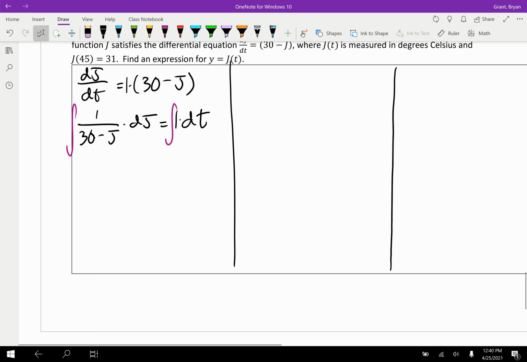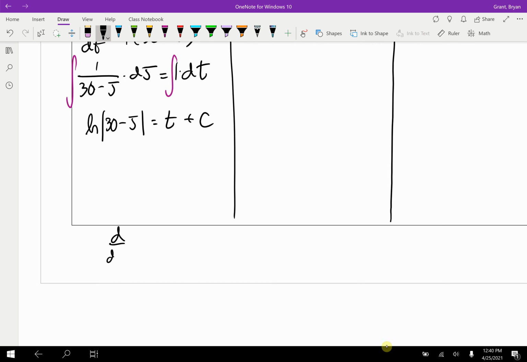Okay. Antiderivative time. The right side isn't bad, it's just t plus c. Derivative of t is 1, c is our constant. The left side, ignoring the 30 minus, is just 1 over j, which should invoke feelings of natural log to you. Natural log, don't forget the absolute value, it is mandatory. And then you might think, well, is that the right antiderivative? So I'm just going to quickly check it.